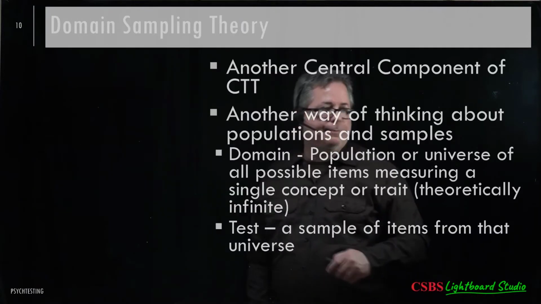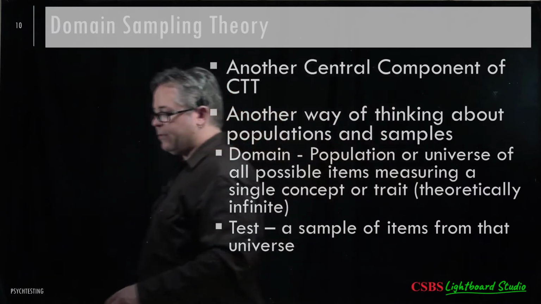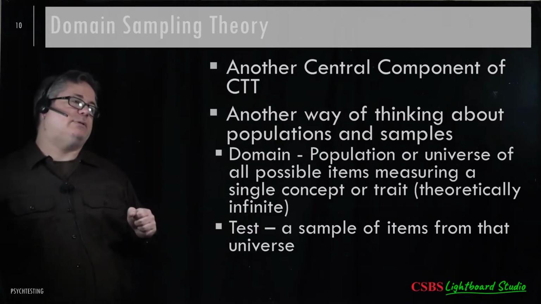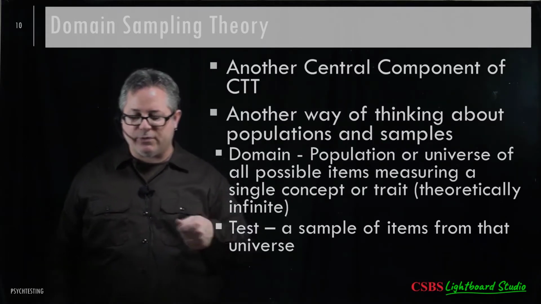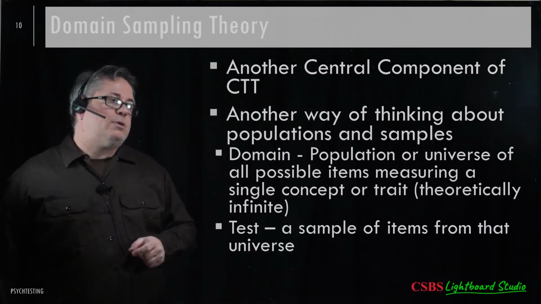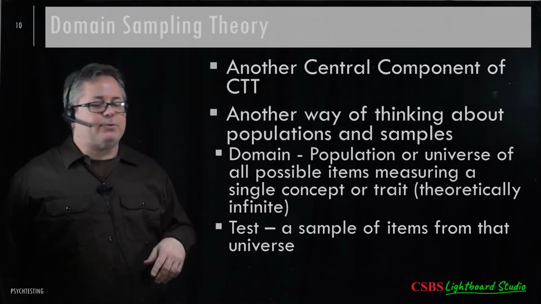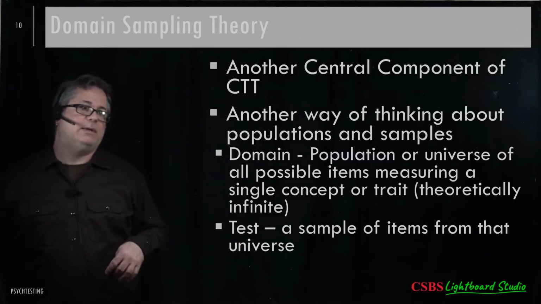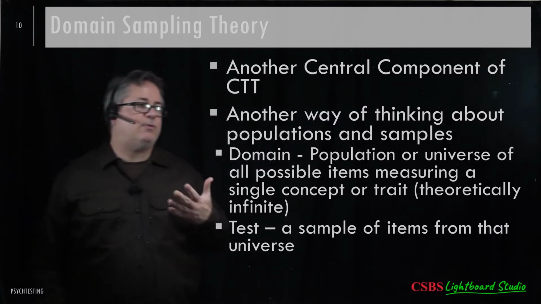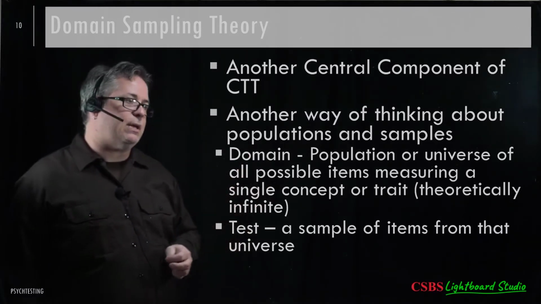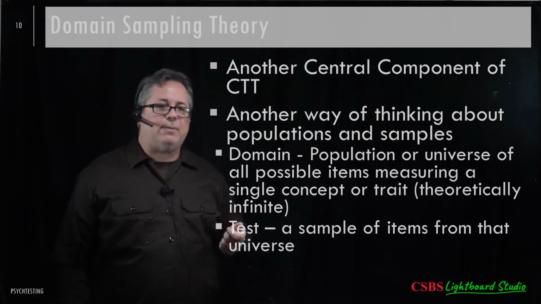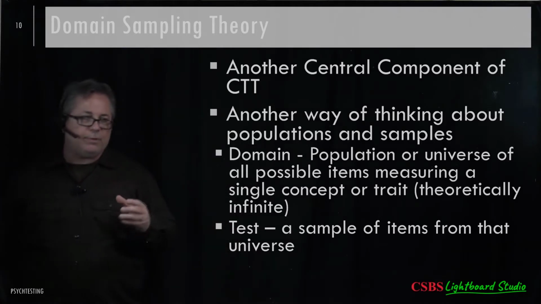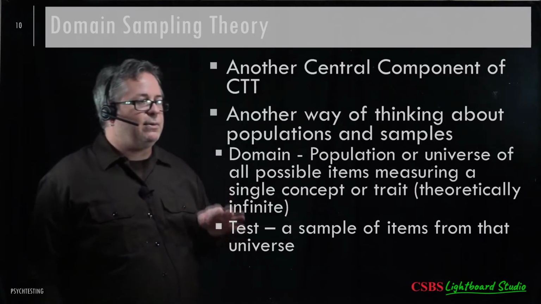All right. So another central component. We have this idea of the true score model. Every scale is true score plus error. Every question, every scale, everything. Another central tenet of CTT is something called domain sampling theory. It's another theory, but we can think of it as within the idea of classical test theory. It's another way of thinking about populations and samples. You've probably heard a lot about populations and samples before, but usually those terms are used strictly when describing people.